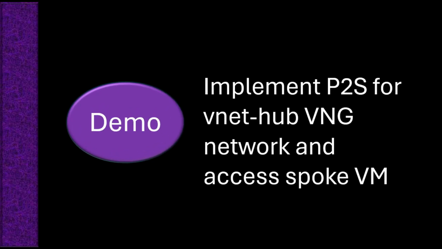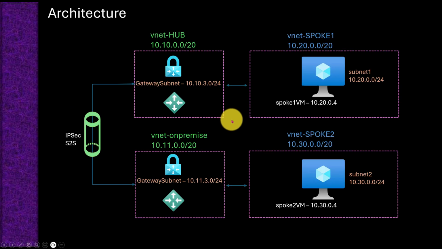In this video, we are going to build point-to-site VPN connectivity and access the Spoke VM. Before creating the P2S connection once again, let's understand what we're going to do. We already have the S2S connectivity built between the Hub VNet and the on-premises VNet. But in this particular demonstration, what are we going to do?